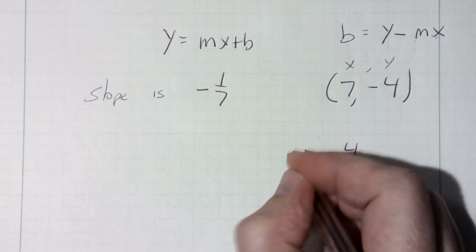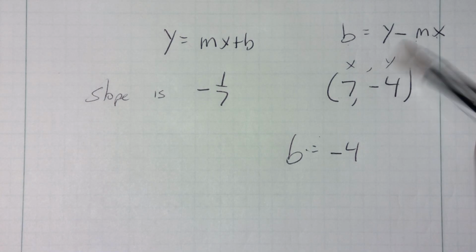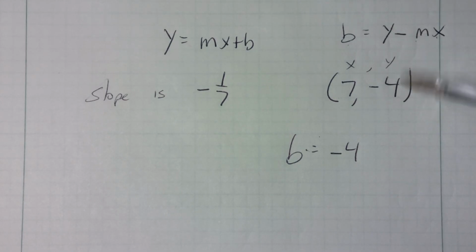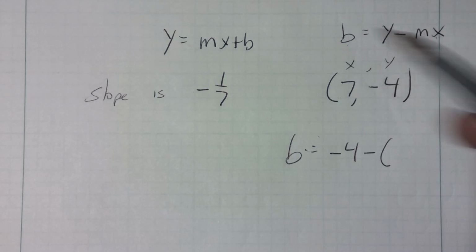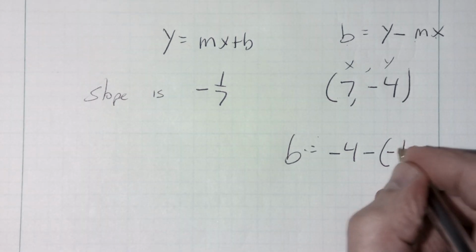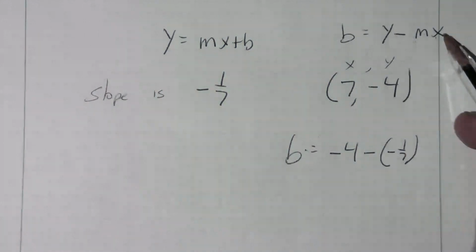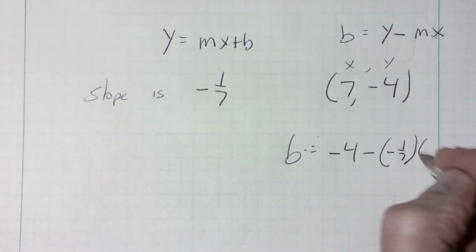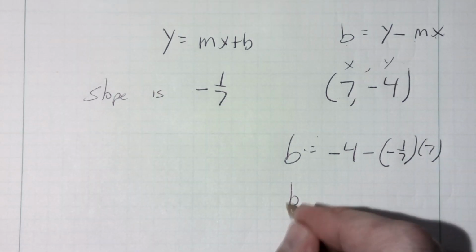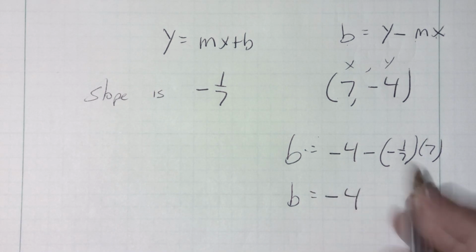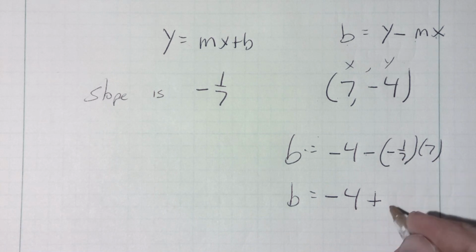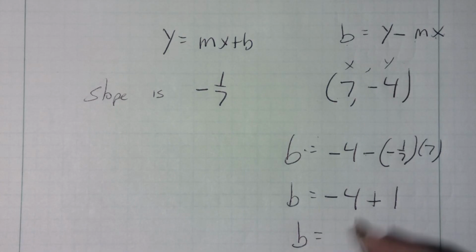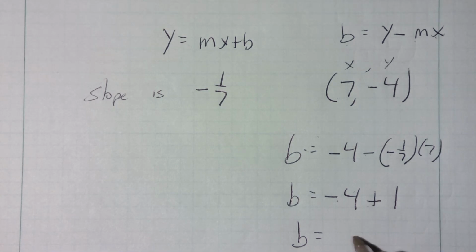So b equals, I'm following this formula up here, by the way, my y value, which is negative 4. I'm going to minus off my slope. My slope is a negative 1/7, times my x value. The x value from my point is 7. So b equals negative 4 minus a negative, so it's going to be plus 1/7 times 7, which is 1. Negative 4 plus 1 is negative 3. So my b value is negative 3.